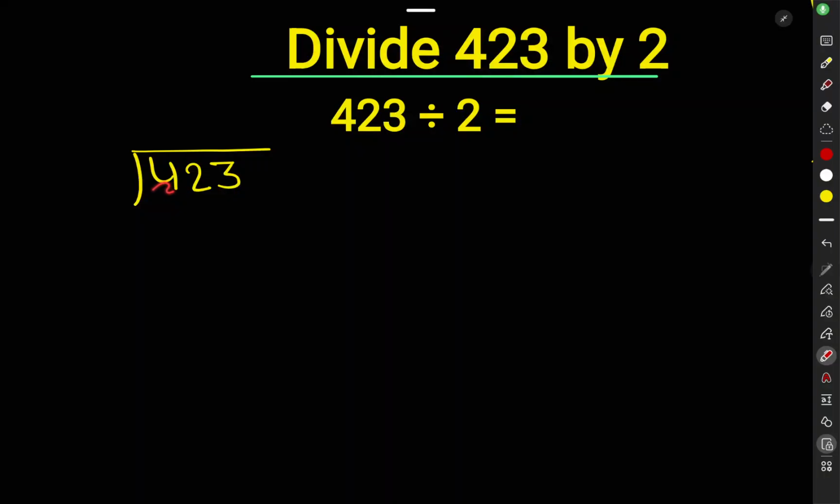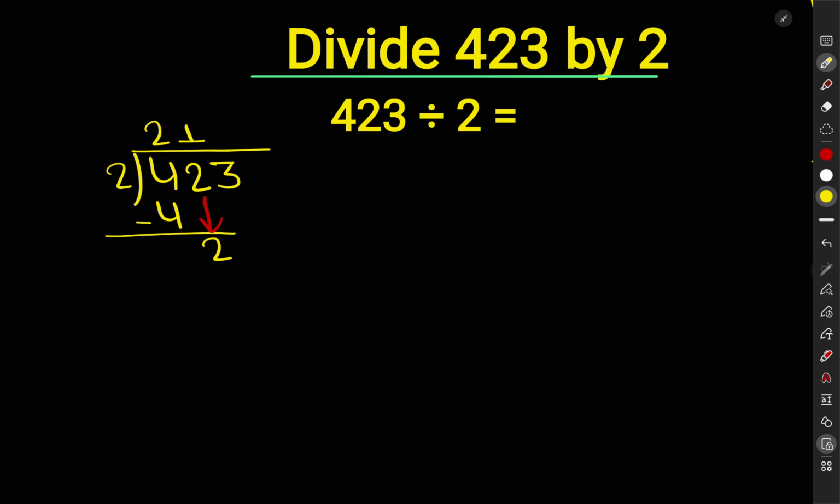Here we divide 423 by 2 in long division method. So 2 times 2 means 4. On subtracting we get 0. So now we put down these 2 and remove this 0.